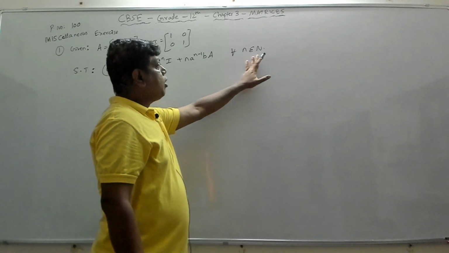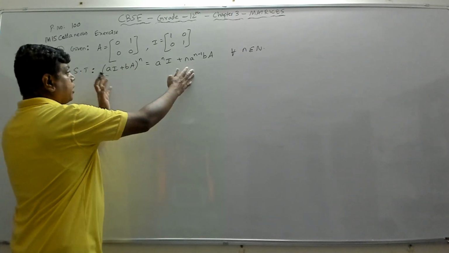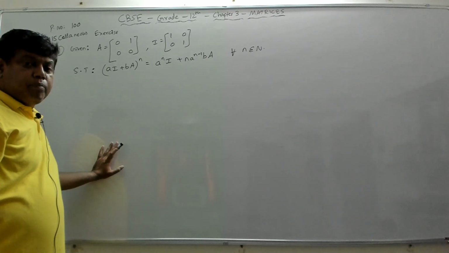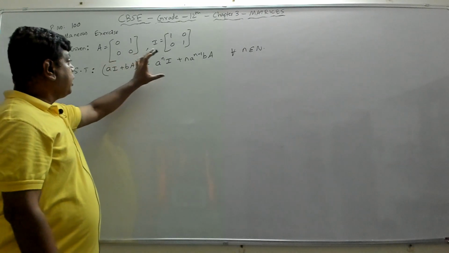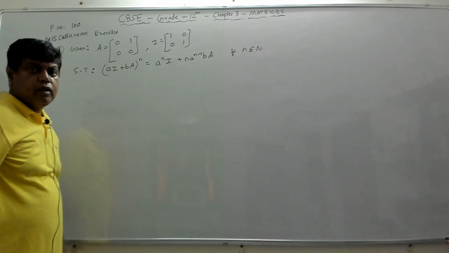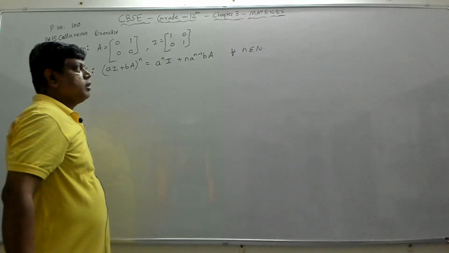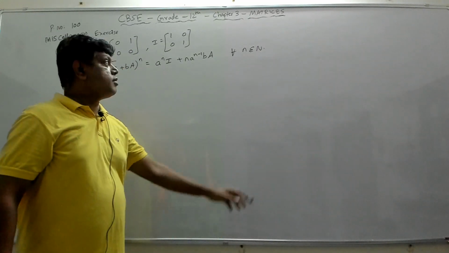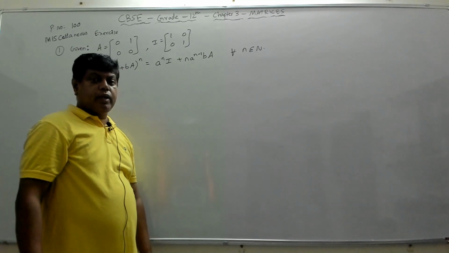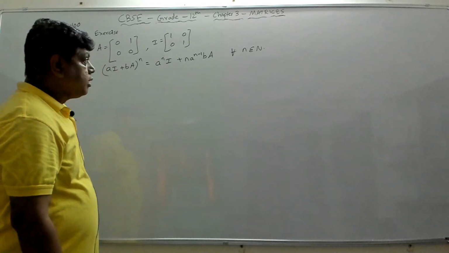This is true for every n belonging to N. Whenever we want to prove that something is true for every n belonging to N, we use the method called the principle of mathematical induction. Whenever we need to prove any statement or equation for every n belonging to N, the set of all natural numbers, we will use the technique called the principle of mathematical induction, and that technique has 3 steps.